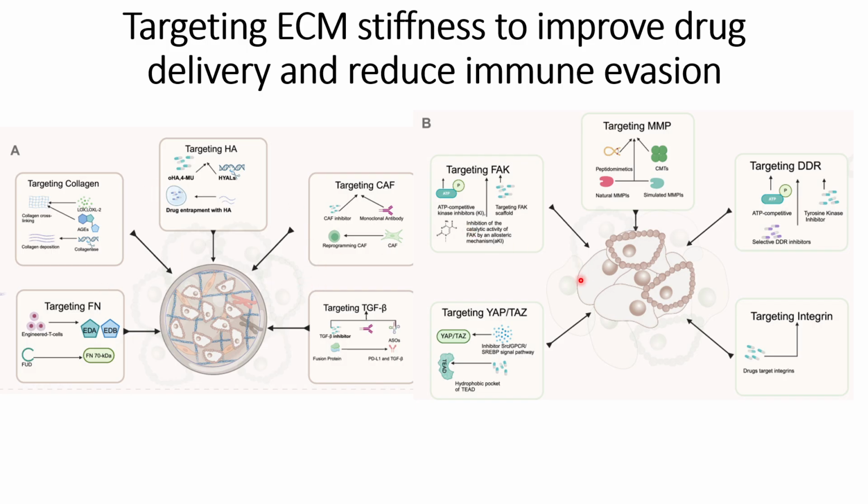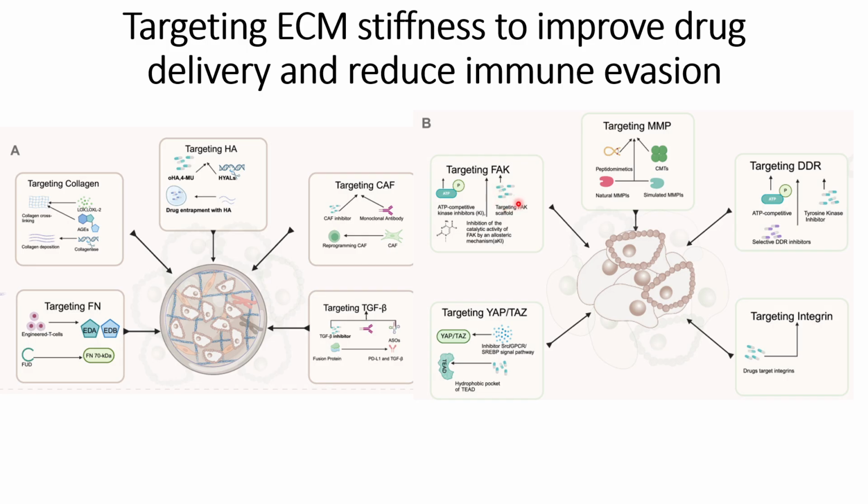Now we will discuss some of the examples that belong to the receptors on the tumor cells, by targeting these receptors or the intracellular signaling pathways of the tumor cells. The first one is targeting the FAK pathways. It can be targeted through an allosteric mechanism, that is, directly targeting the FAK scaffold, or through ATP competitive kinase inhibitors.